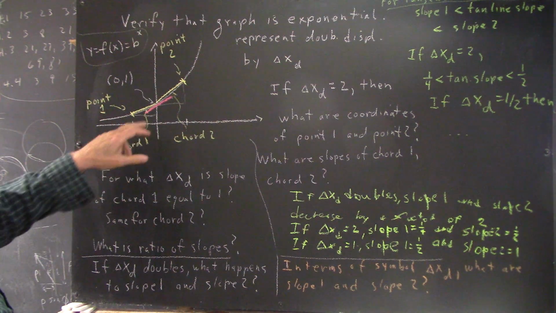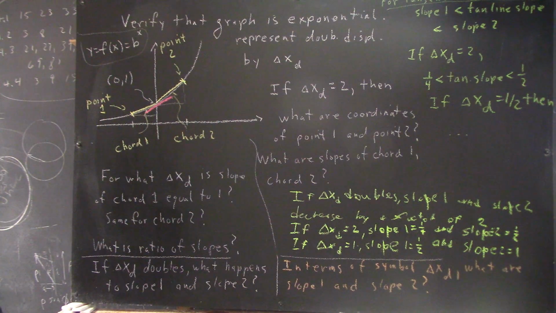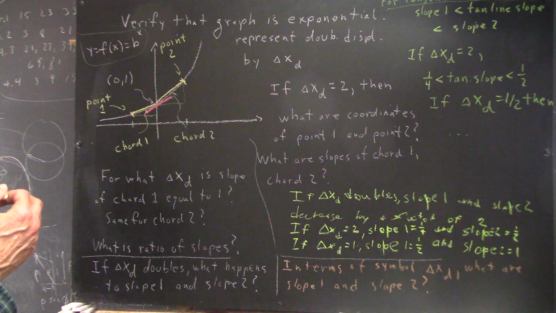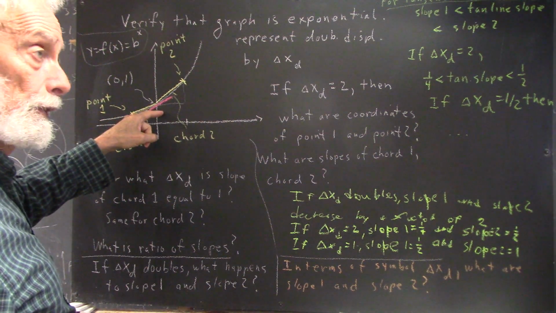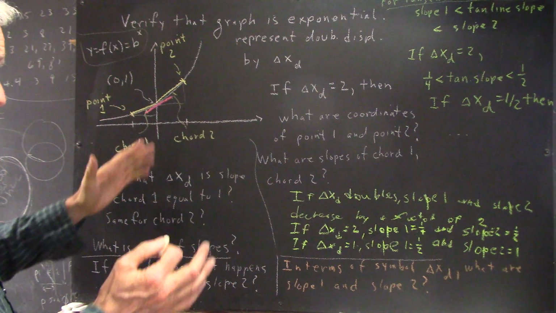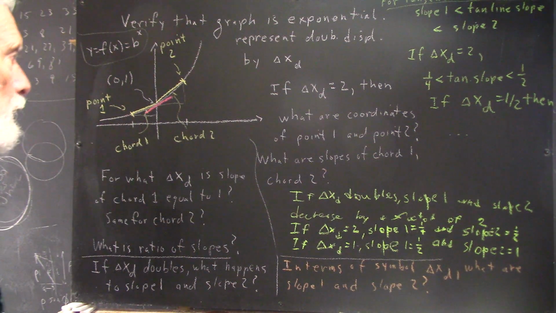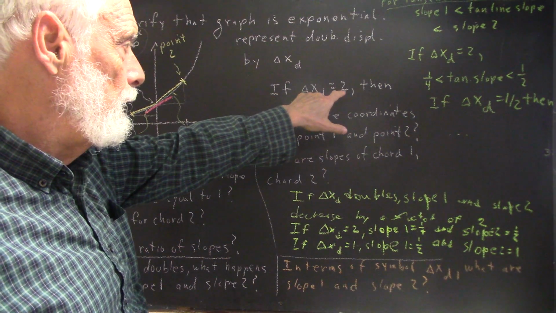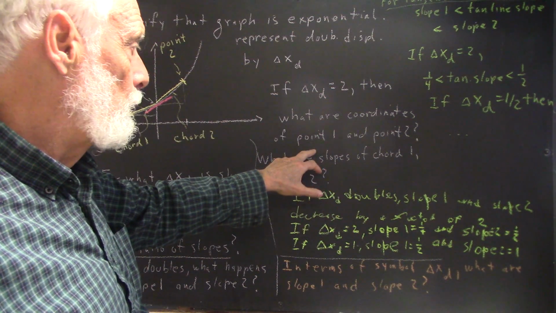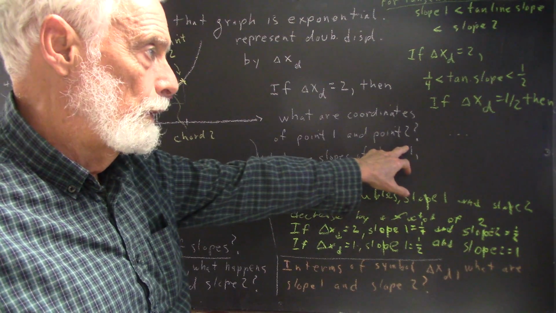Now, we're not going to actually be able to calculate the slope at this point, but we can get an inequality, kind of a double inequality, that gives us an idea of what that slope might be within a certain range. Okay, so the problem I posed is, if delta x sub d equals 2, then what are the coordinates of point 1 and point 2?